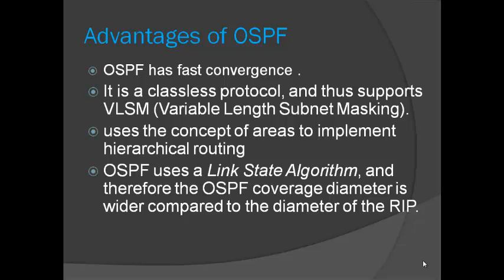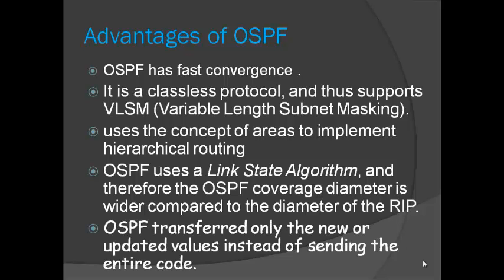OSPF uses a link state algorithm, and therefore the OSPF convergence diameter is wider compared to the diameter of RIP. OSPF transports only the new or updated values instead of sending the entire routing table.